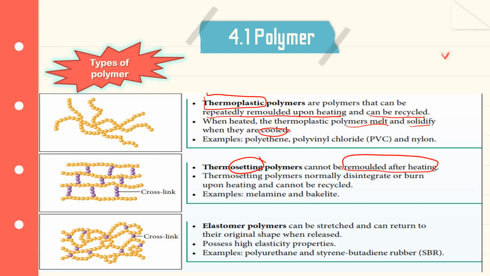So I've taught you thermoplastic. Thermoplastic, I can remold you. Thermoset, I cannot remold you after heating you. When you're set already, you can't change. And whenever you're heated up or burnt, you're completely disintegrated. I cannot recycle you anymore. Because thermoset, you're in one shape. Examples are melamine and Bakelite. Going back to thermoplastic, examples are polyethylene, PVC, and nylon.